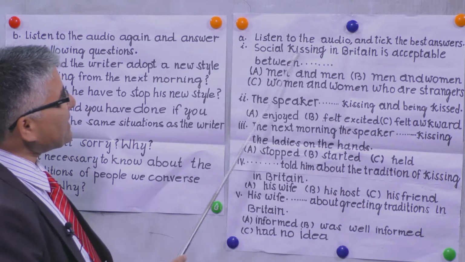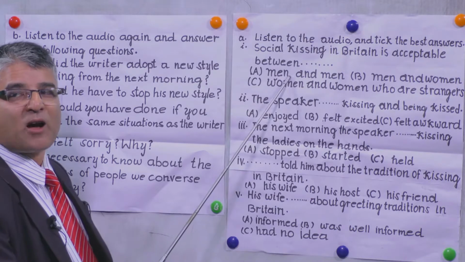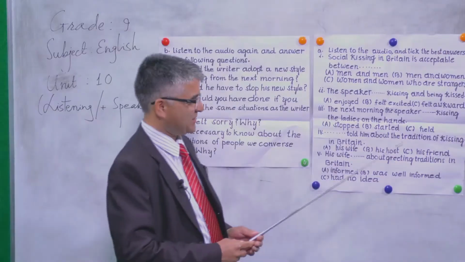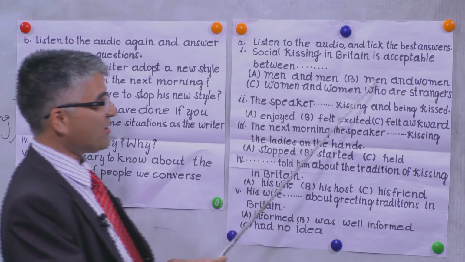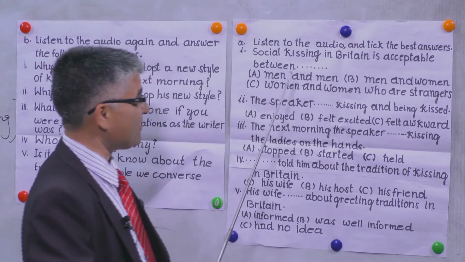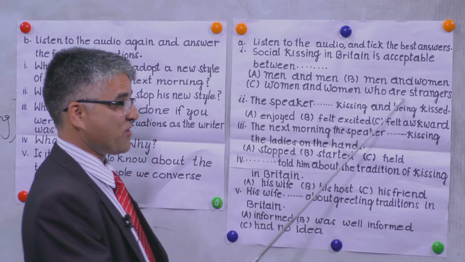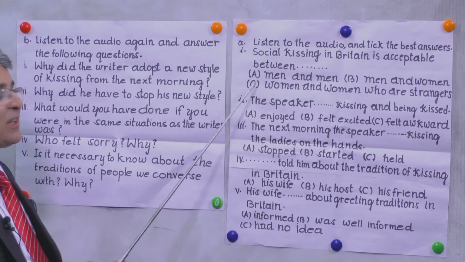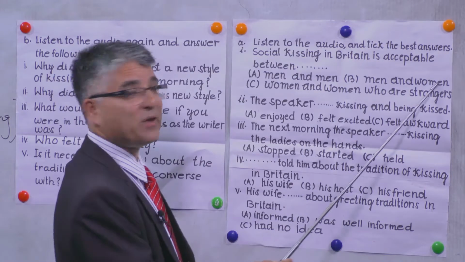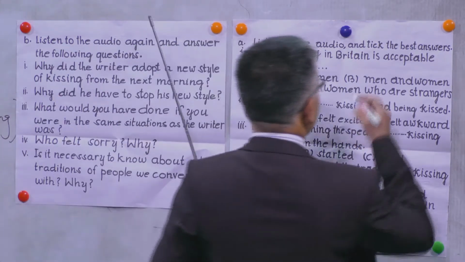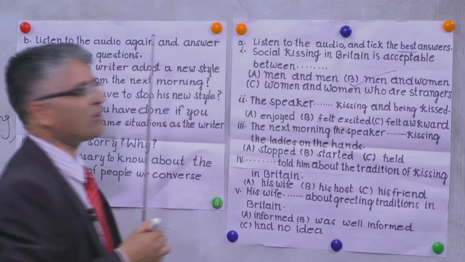You said. So social kissing in Britain is acceptable between, you have to find out one option out of the three, which is the best. What could be the answer? Men and men? Or men and women? Or women and women who are strangers? There must not be strangers, right? That's why it is the wrong option. Not only for men and men. The writer says that men and women. So this is the best option because we have to select the best option, you know. So this is the best option for the first question.